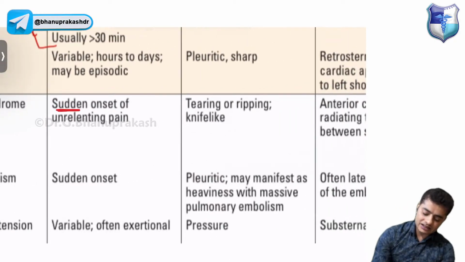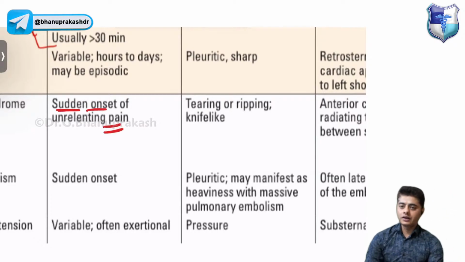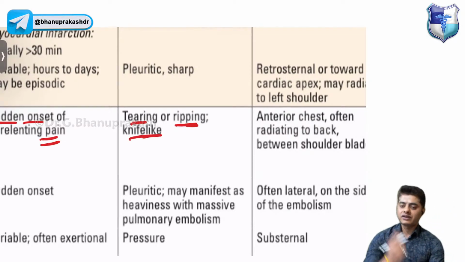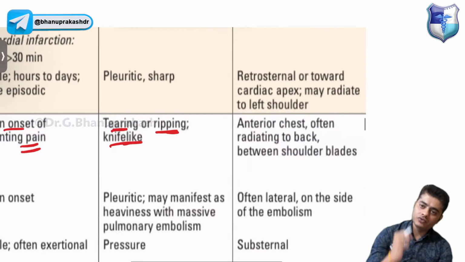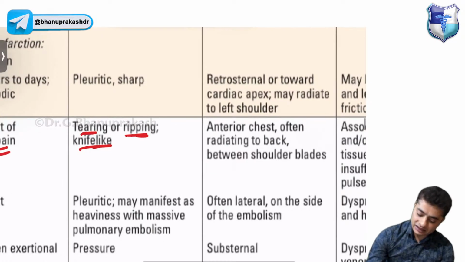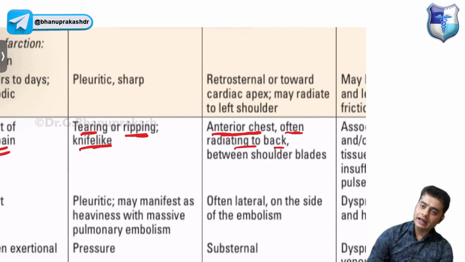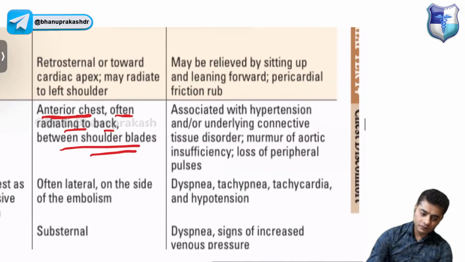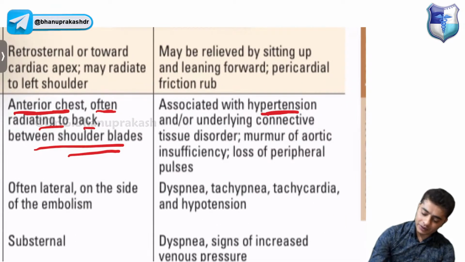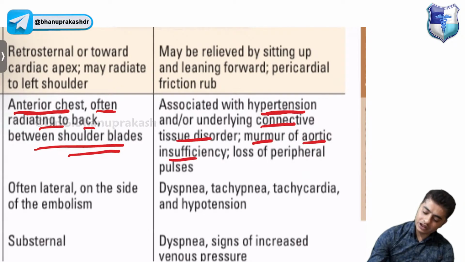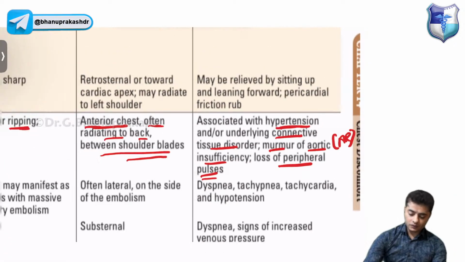Now, this kind of pain has a sudden onset. And this pain is like tearing, ripping, or knife-like pain, as if someone has stabbed you with a knife in your chest. This pain is present anteriorly on the chest, which often radiates to the back, between the shoulder blades. It is associated with hypertension, any connective tissue disorder, murmurs like aortic insufficiency, the AR murmur, and there is loss of peripheral pulses.